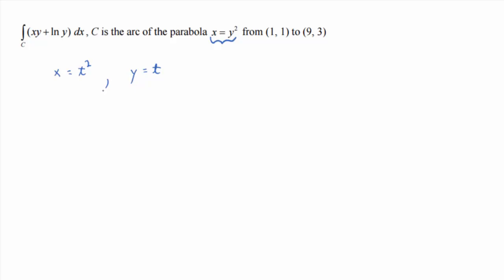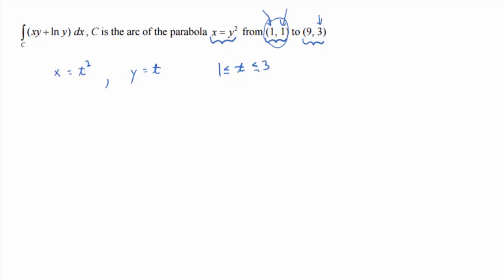Now, one other thing you need is the boundaries on t. If this is my first point, what would I have to plug in for t to generate x equals 1 and y equals 1? What would the lower bound on t be? 1, right? Because if I plug in 1 for t, I get x equals 1 squared, which is 1, and y equals 1. And then for my ending point, I need a t value that generates x equals 9 and y equals 3. Well, y equals t and y has to equal 3, so the upper bound on t has to be 3.